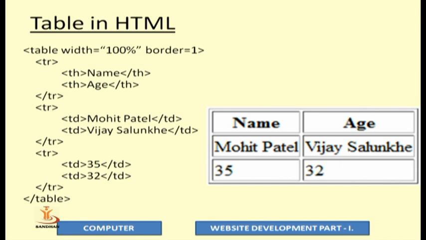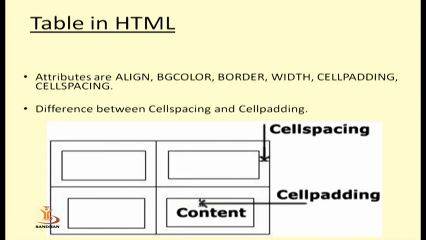You require 4 times tr slash tr, tr slash tr, tr slash tr, and lastly tr and slash tr. And in each row you want 3 cells. That means either it is covered through th or it is covered through td.